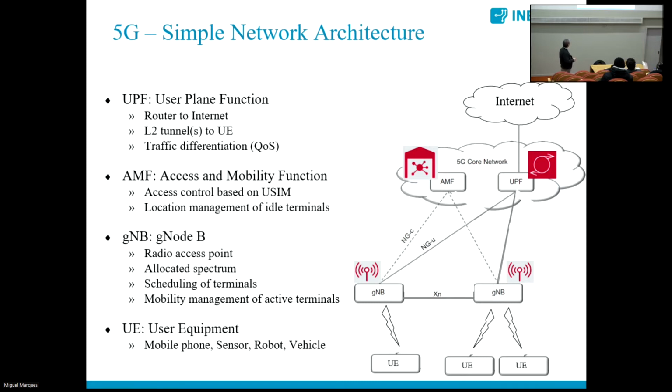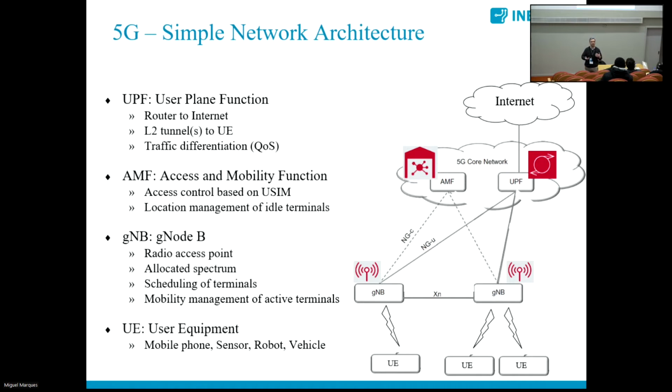The first one is the access and mobility function, that basically is in charge of authenticating the terminals that enter into the network. So in 5G and 4G, instead of using a username and password, we use the credentials that are stored in your SIM card, and that information is passed and validated on this access function.